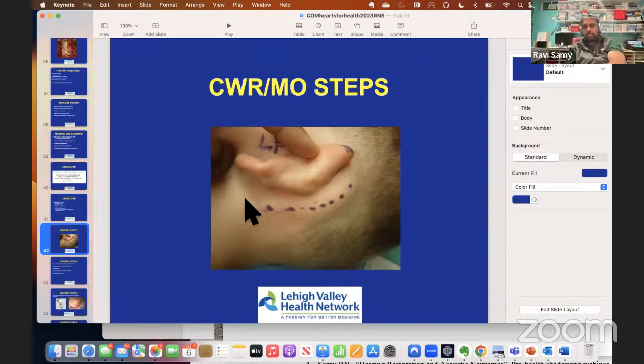So this is a picture of one of my youngsters, very nice young man. His parents gave me consent to take some intraoperative photos. So I make the incision for this technique one finger breadth behind the ear. I try to avoid shaving, because for a lot of patients, the idea of shaving, especially for my females with long hair, really is bothersome to them.